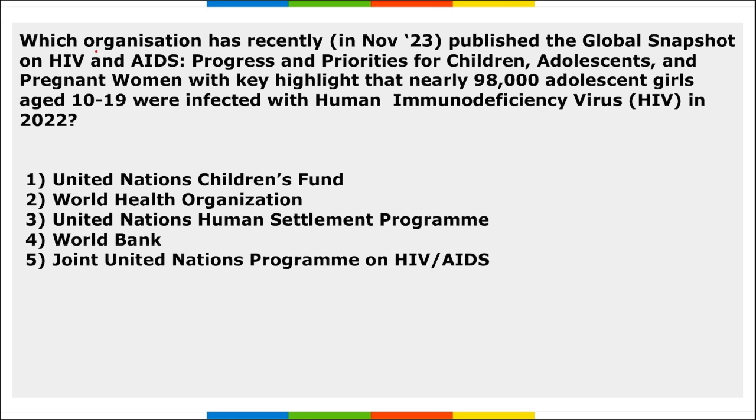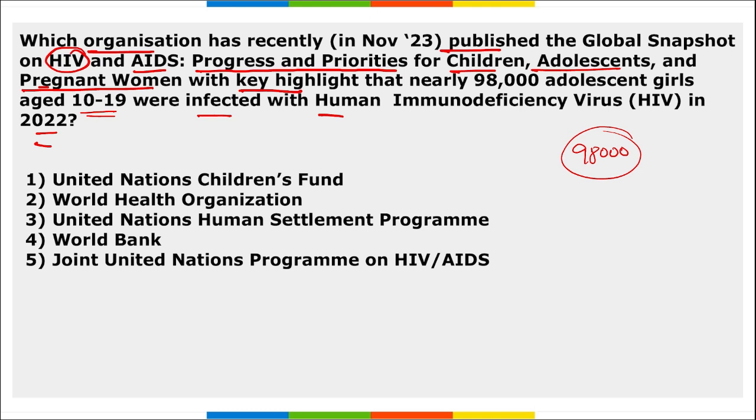Let's start. First is, which organization has recently published the global snapshot on HIV and AIDS, that is progress and priorities for children, adolescents and pregnant women, with key highlight that nearly 98,000 adolescent girls aged between 10 to 19 were affected with HIV in 2022. So which is the organization that released this report? It was released by UNICEF, that is United Nations Children's Fund.